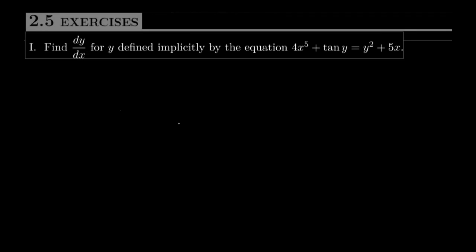So in this video, we will solve some problems related to implicit differentiation. Now what is implicit differentiation? Implicit differentiation is when you have y in the equation. So let's just see how we can solve this. Now we have here 4x^5 + 10y = y^2 + 5x. So how can we solve such a question?